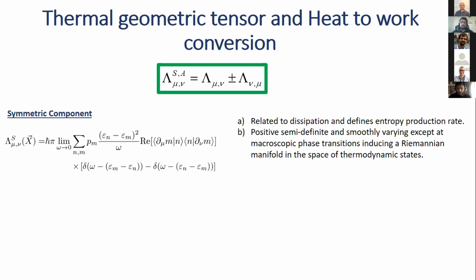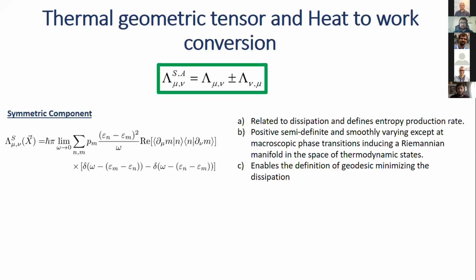If you have a Riemannian manifold in the space of thermodynamic states, you can have a definition for a geodesic. The geodesic in this thermodynamic space gives you the path for minimum dissipation. So in a way, it enables the definition of a geodesic that minimizes the dissipation. And correctly, it is also referred to as geometric friction because it gives you the dissipation.